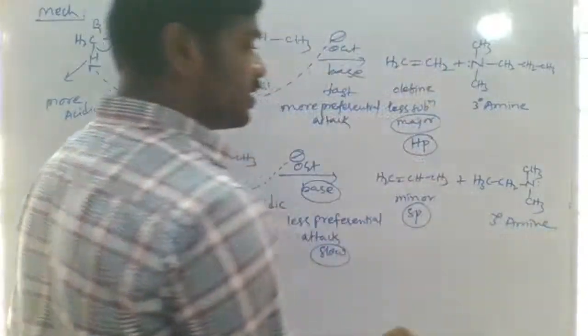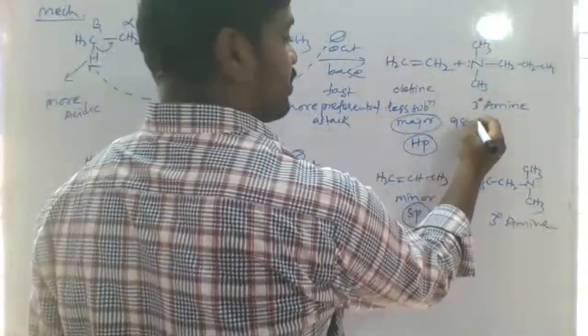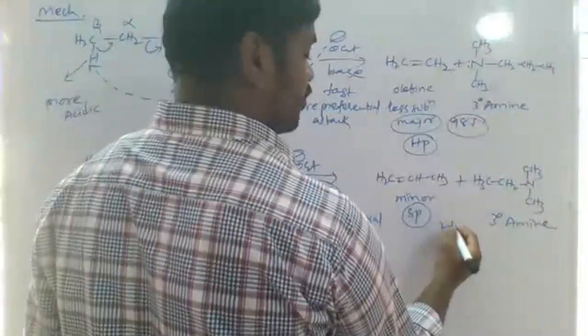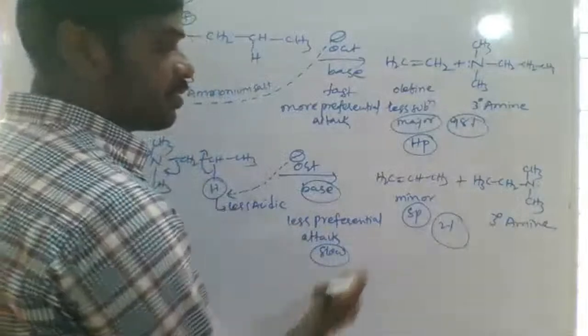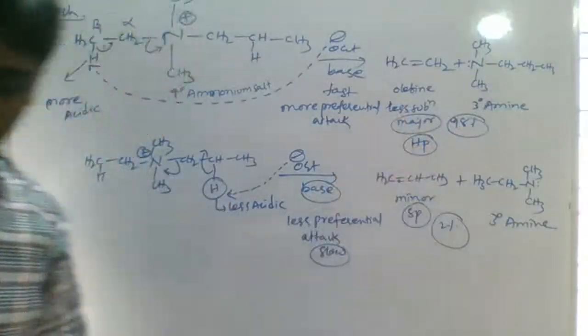So which is the major here? How much percentage formation? 98 percent formation. This is only 2 percent formation. So this is the more substituted product, less quantity, and this substitution formation is a high quantity.